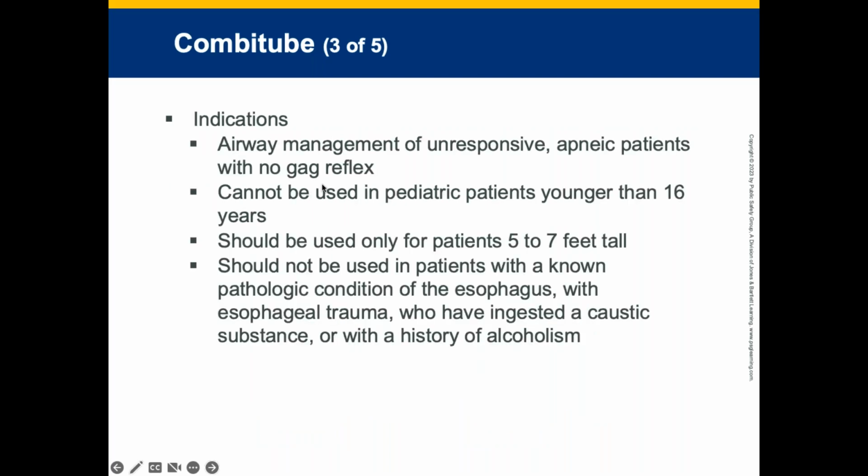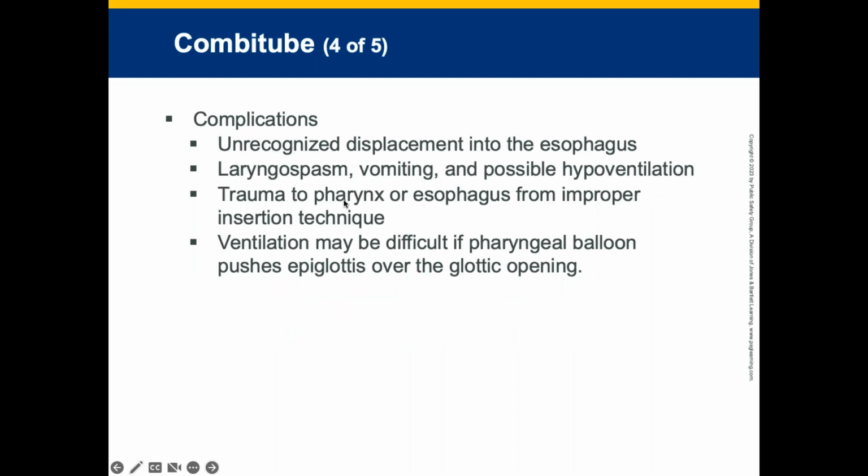All right. So it should be used for patients only 5 feet to 7 feet tall. So again, it wasn't used for kids or pediatrics under the age of 16 years. So there were a lot of contraindications behind it as well. So complications would be like an unrecognized displacement into the esophagus, laryngeal spasm, vomiting, possible hypoventilation, trauma to the pharynx, esophagus from improper insertion technique, and ventilation may be difficult if the pharyngeal balloon pushes the upper glottis over the glottic opening.